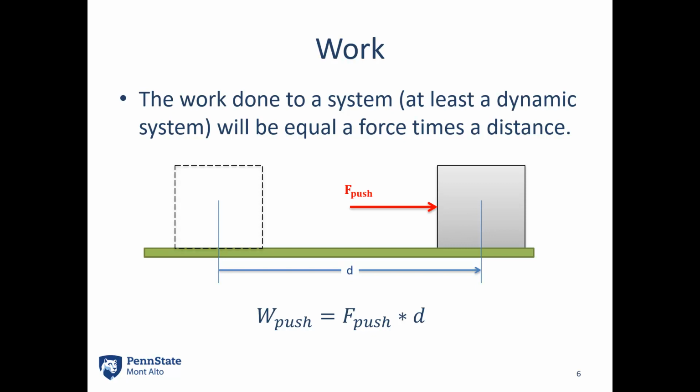And the work done by this pushing force is going to be the force, the magnitude of that force, times the distance. If we have something that goes in the opposite direction of that displacement, like friction, for example, which is fighting the motion, that's going to be a negative amount of work because the force and the distance are going in opposite directions. All right, so we've got positive and negative work in this case.